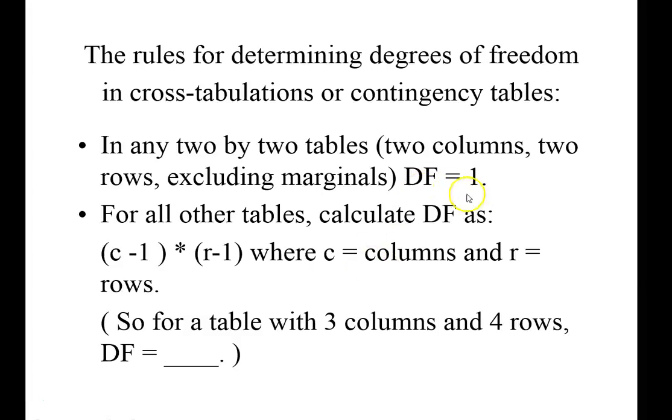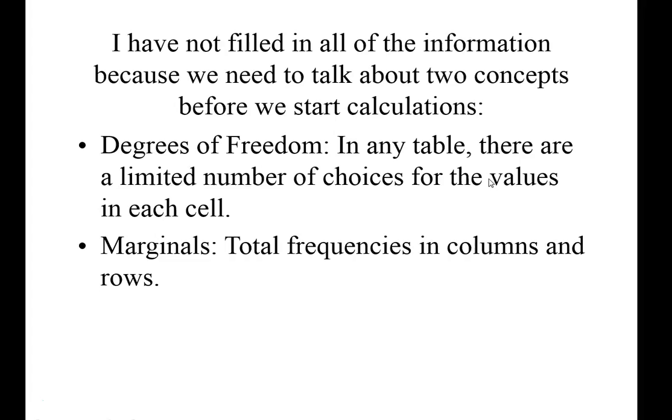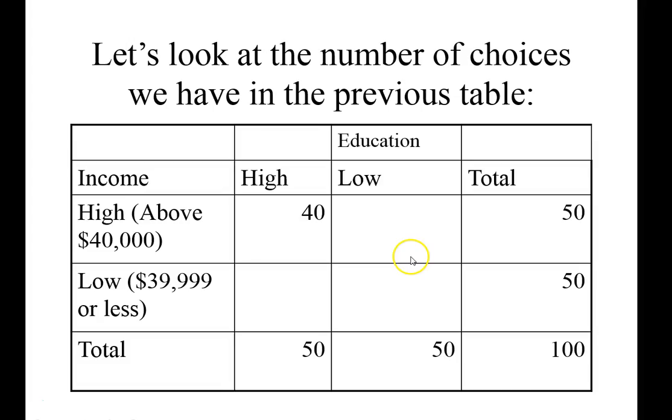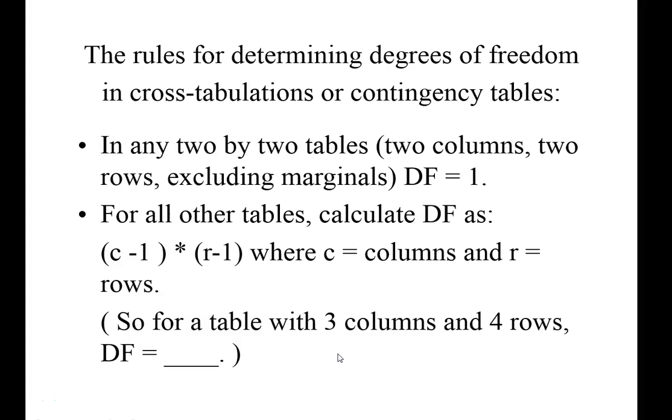So the degrees of freedom equals 1. Two columns, two rows, degrees of freedom, 1. Now remember, let's go back here real quick. The marginals is just the total frequencies in columns and rows. These are your marginals. I don't know why they don't call it totals, but we're going to call it marginals. So any 2 by 2 table, degrees of freedom is 1.